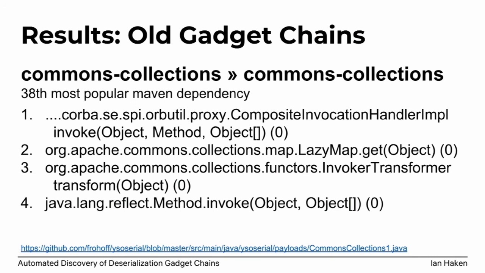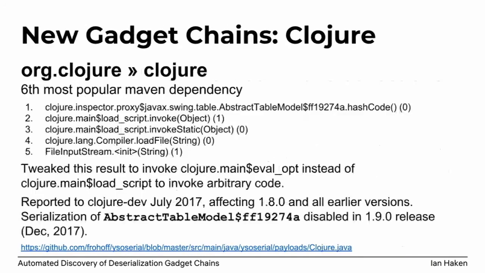You wrap something in a dynamic proxy, you get into the invocation handler entry point, you go to this lazy map in Commons Collections, and then you're able to do some reflection stuff and get somewhere interesting. So, cool. Found the Commons Collections gadget chain. It's doing something useful. The very first thing that Gadget Inspector discovered, though, was a gadget chain in Clojure.